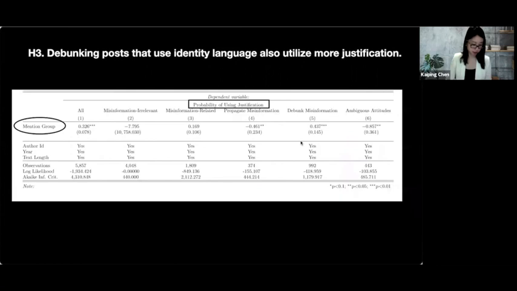Finally, we also look into the use of justification. We found that answers that propagate misinformation and use group identity language use less justification. And for posts that debunk misinformation, when they try to call out the other group, they use more justification to back up their opinion.